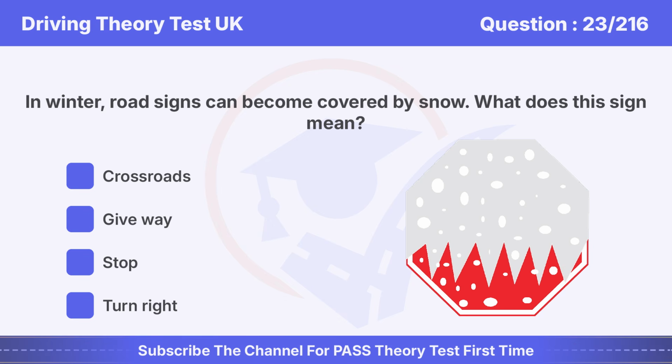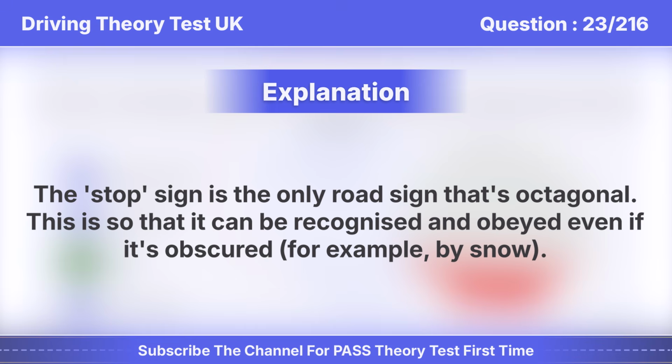Question 23. In winter, road signs can become covered by snow. What does this sign mean? Answer is C. Stop. The stop sign is the only road sign that's octagonal. This is so that it can be recognized and obeyed even if it's obscured, for example, by snow.